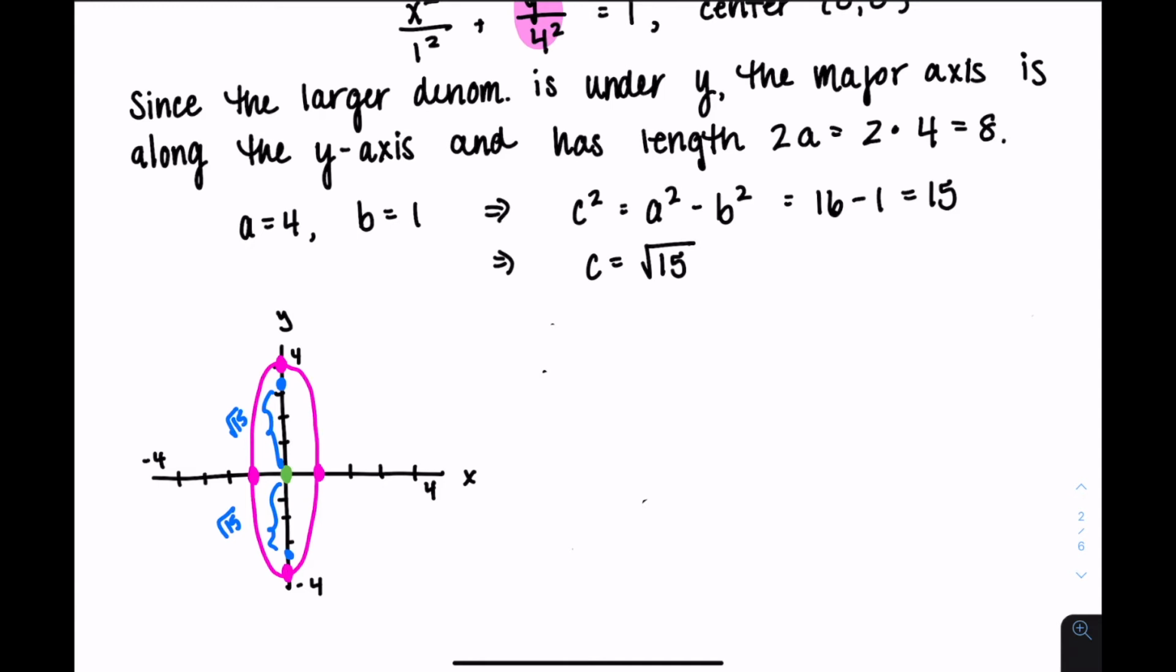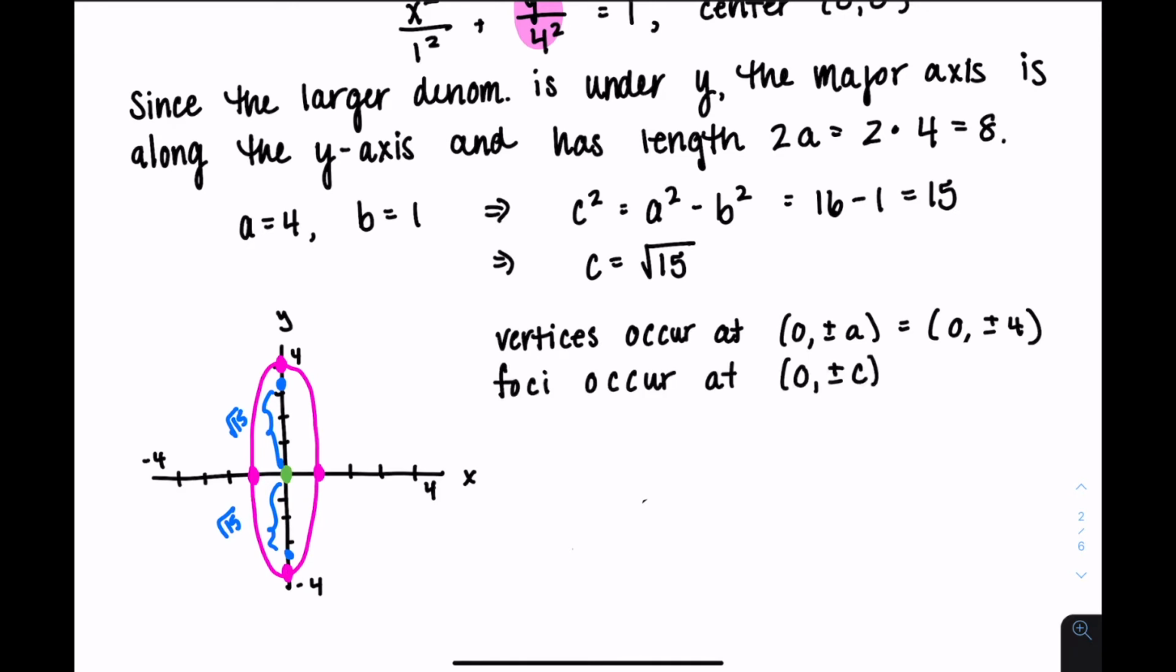So you can utilize this to actually come up with those vertices and foci yourself instead of trying to memorize formulas. The vertices occur at those large endpoints of the major axis. So in this case, that's (0, 4) and (0, -4). The foci will occur at 0, plus or minus c, or from the center you go up and down a distance of c. So that's at (0, plus or minus root 15).